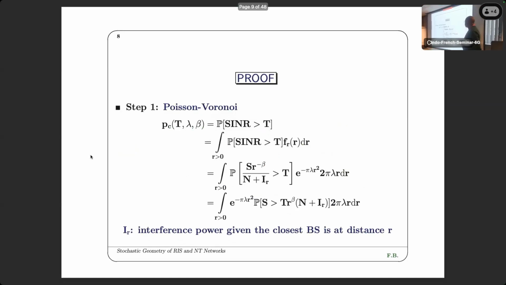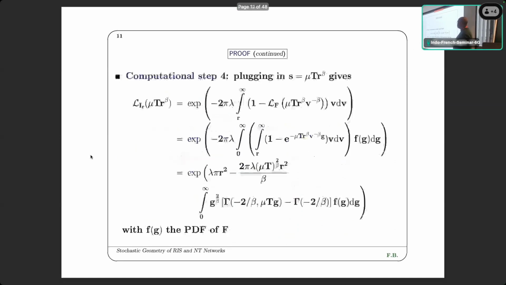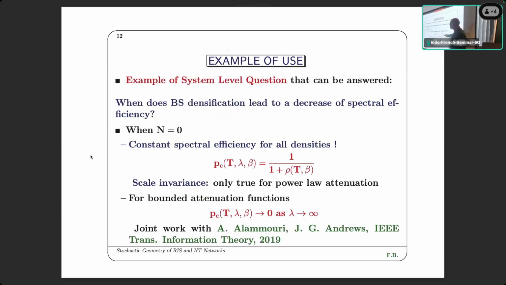With this non-constant, you solve it in closed form, and you get an expression which is as simple as that. Rho was this function of t and beta, 1 over 1 plus rho of t and beta. Completely explicit form. And you see that in that case, this is scale invariant. And so in our paper with Krishna and Jeff, we had this result that the probability of coverage is scale invariant, right?